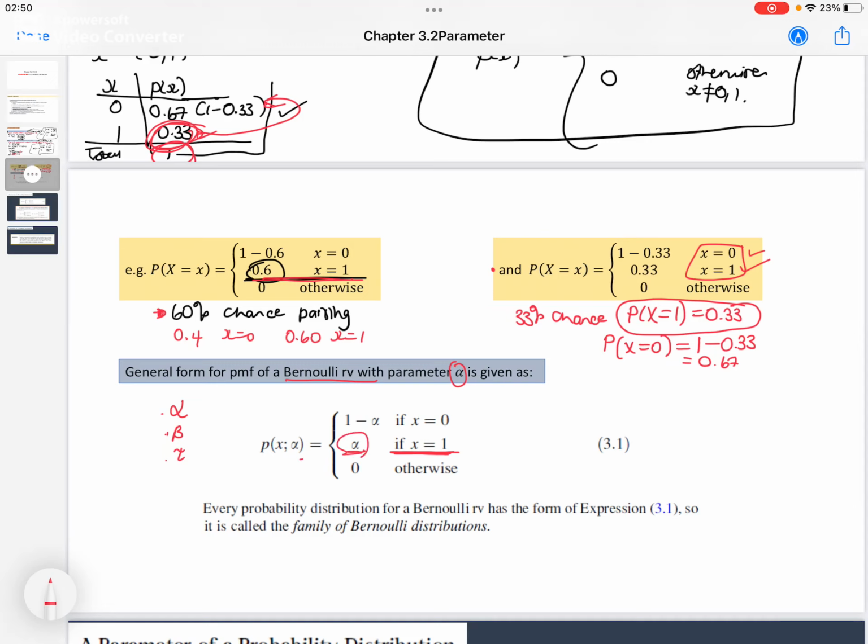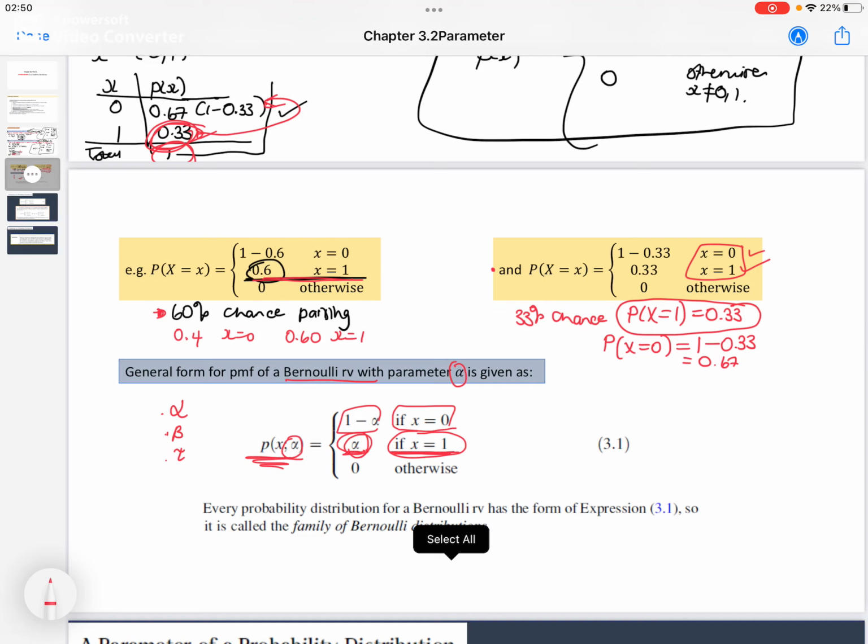It says that the general form of a PMF for a Bernoulli random variable is given by P(x), so it's P(x) with parameter alpha. The probability of observing x equal to 1 is equal to alpha. If we have that information, we already know the probability of x equal to 0, and that is just 1 minus alpha. So this is the general form of a PMF of a Bernoulli random variable.